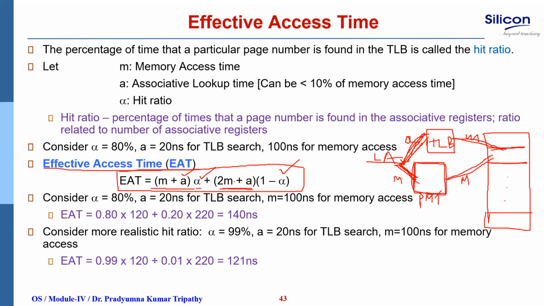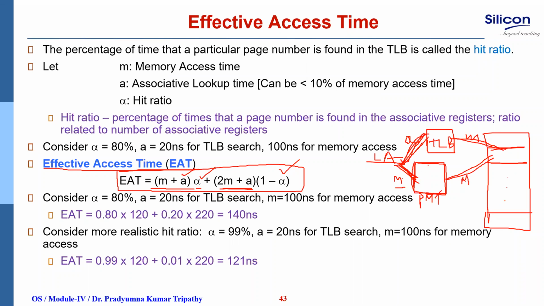Is it understood now? No, sir. Just repeating it again. First, you remember that TLB may be present inside the CPU, but PMT is present inside the memory. So to access PMT, I have to access memory. To access memory, it takes M amount of time.